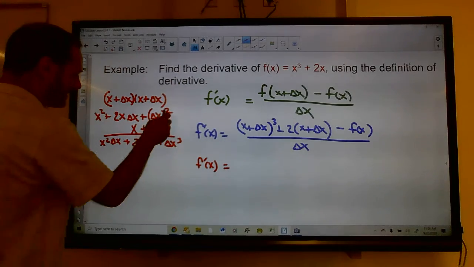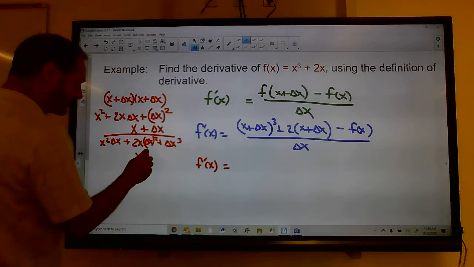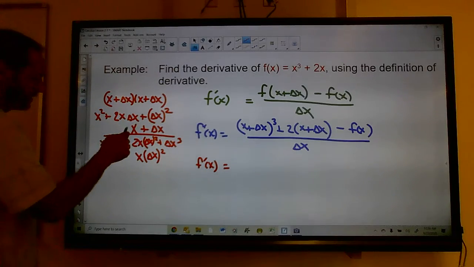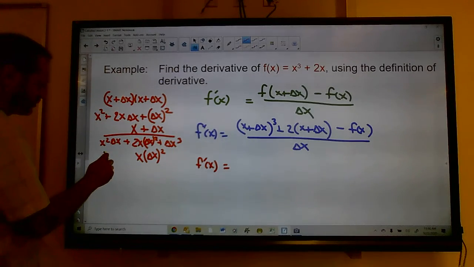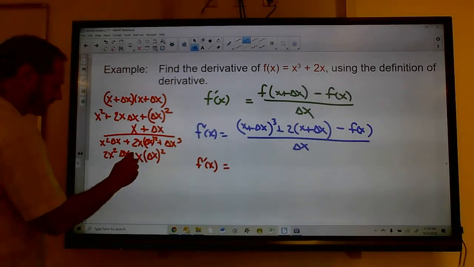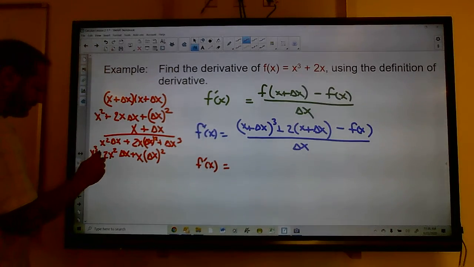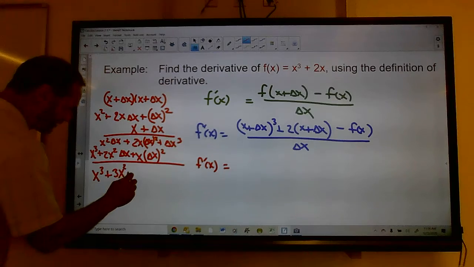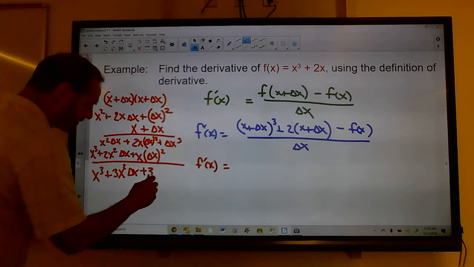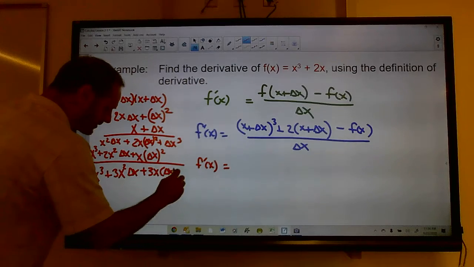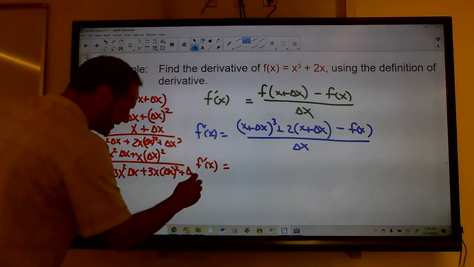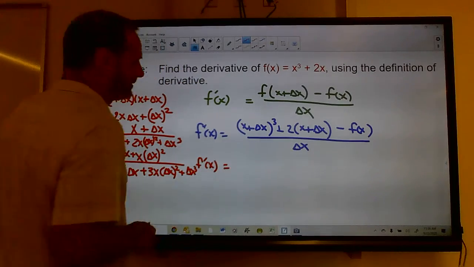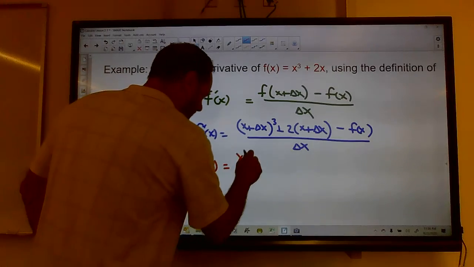That's the first line. And the second line is going to be x delta x squared. That's these two. These two is going to be 2x squared delta x, and then x times x is x cubed. There we go. Now we've got x cubed plus 3x squared delta x plus 3x delta x squared plus delta x cubed. That's all of this. That's a lot. So we'll rewrite it here.